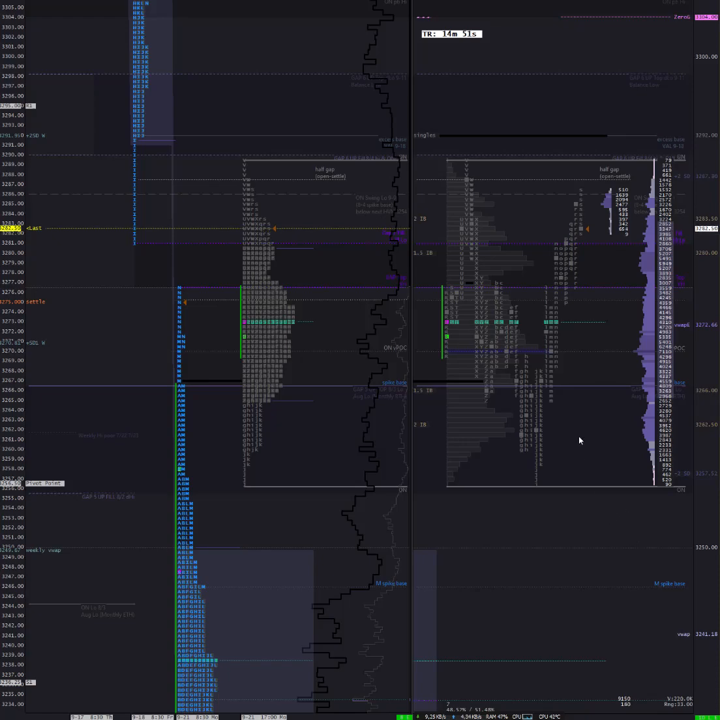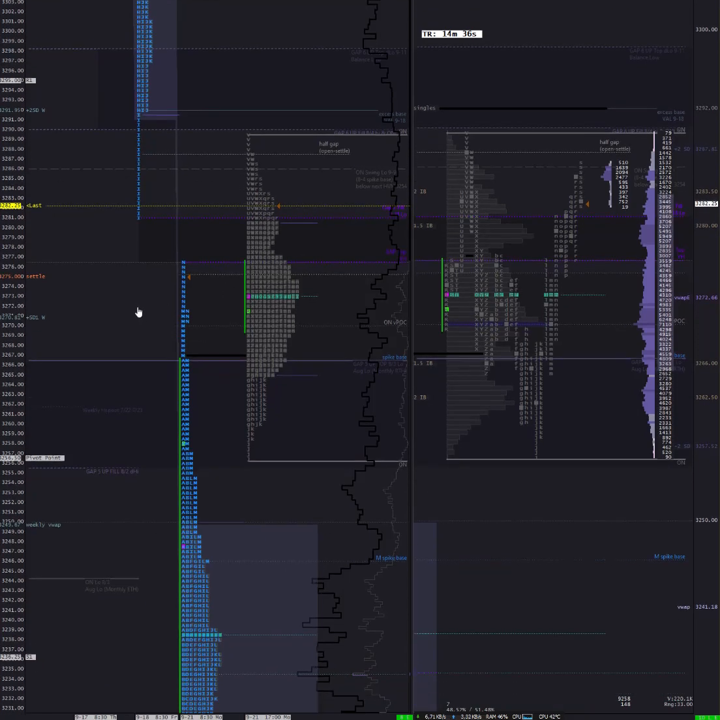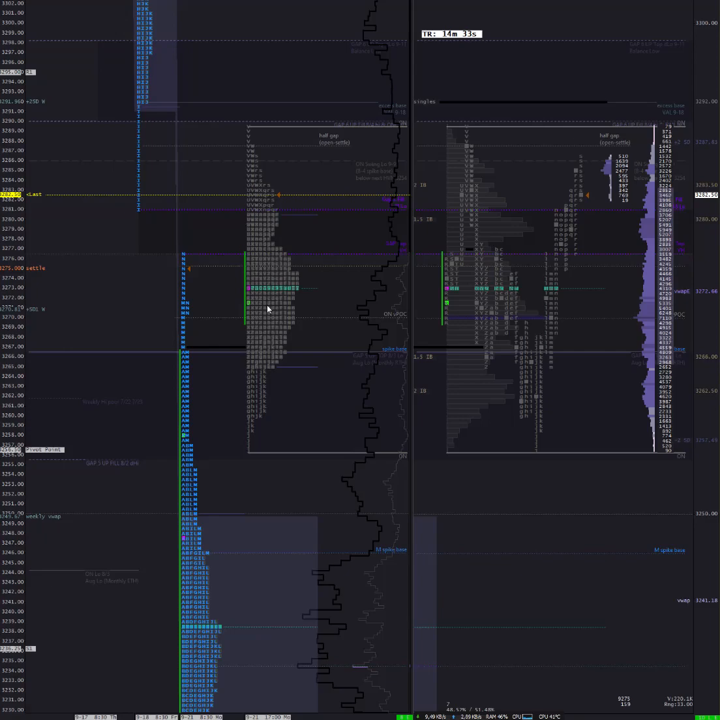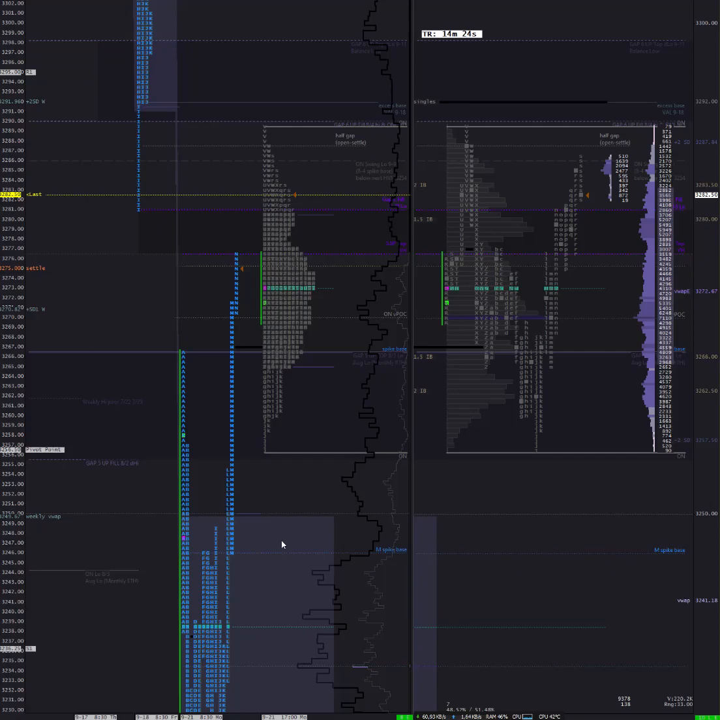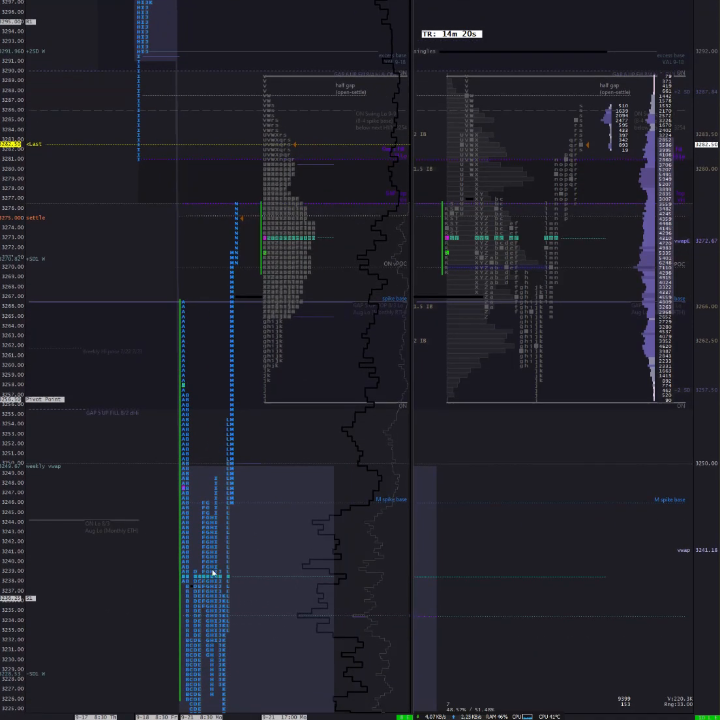US session starts in over an hour, and so far we are fairly balanced in the overnight. We are gapping a little bit higher above the settle, and the prices are being accepted. If we count a spike from this area, the M period base, it is way lower.